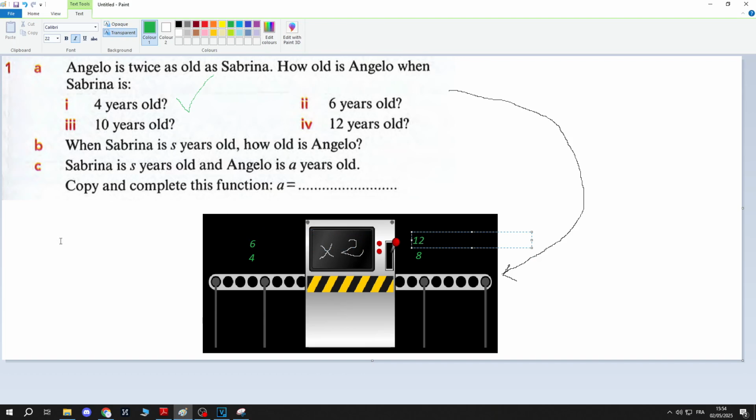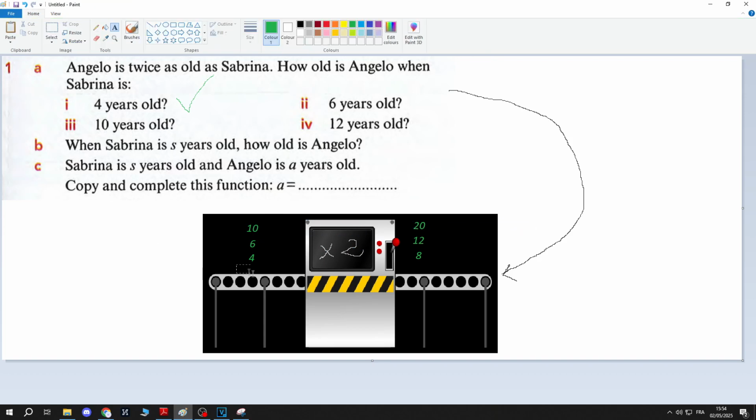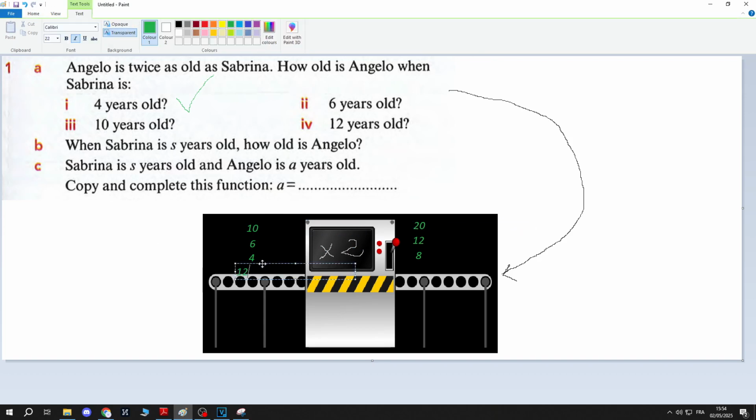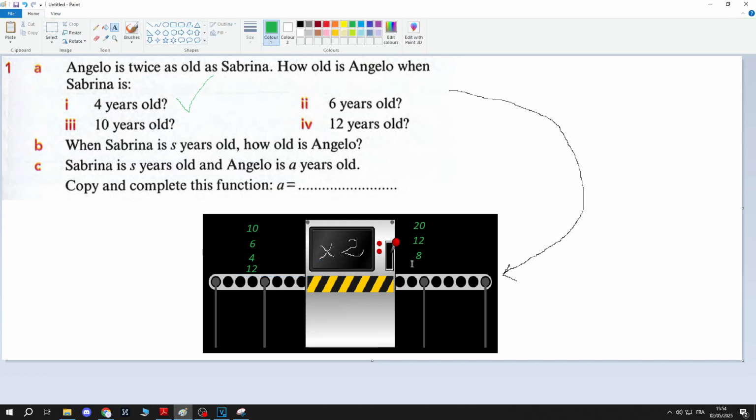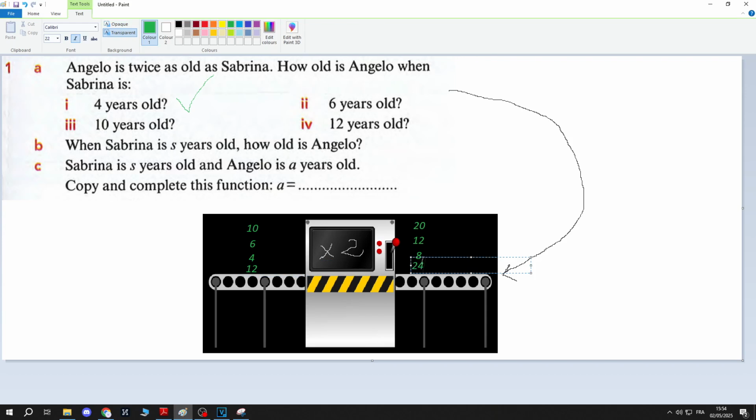We'll place the number 10. So it will get multiplied by 2. There we go. It will be 20. 10 times 2 is 20. And finally, we'll place the number 12. I'll just place it at the bottom because I don't have any space. 12 multiplied by 2 is, of course, 24.